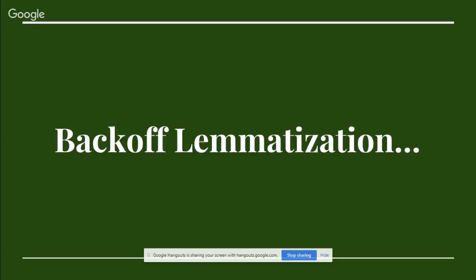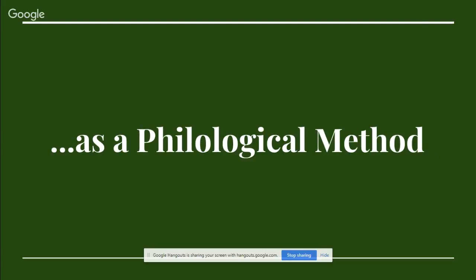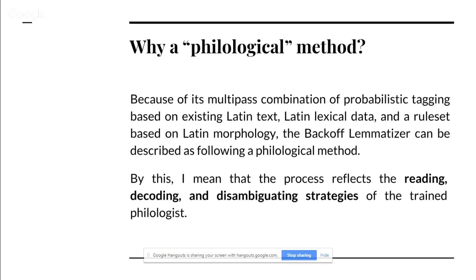Okay, so what I want to move to at this point is backoff lemmatization as a philological method, right? I don't want this to be entirely just about text analysis as a computational problem, because that's not how I was trained as a classicist, nor is that really how I approach literature or language in general. And what do I mean by a philological method? What I realized as I started to play with this, as I started to put together my Lego-like lemmatizers to solve this problem, was even though I was doing it with code, I was still applying many of the techniques that I use when I read ancient Greek, or I'm trying to learn Hebrew, and I'm still putting language together in very specific ways. What I mean by philological here is that I want a project that reflects the reading, decoding, and disambiguating strategies of the trained philologist.